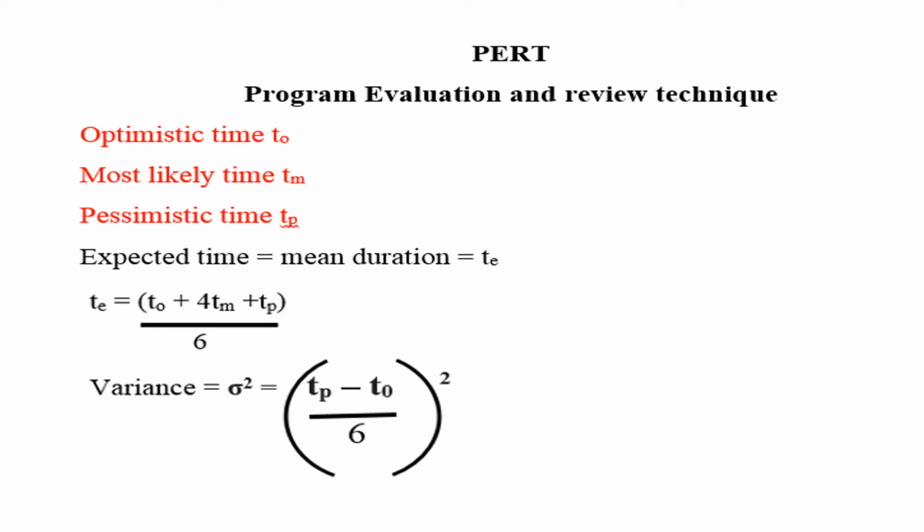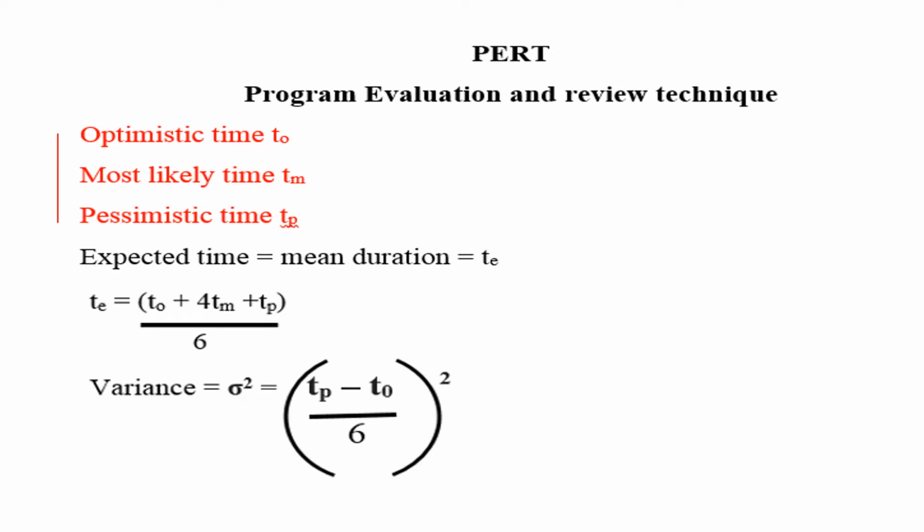PERT system is preferred for those projects or operations which are of non-repetitive nature, and time is the most essential and basic variable in PERT. Okay, so three types of time we are considering: optimistic time, most likely time, and pessimistic time. Optimistic time is TO, most likely time is TM, and pessimistic time is TP.